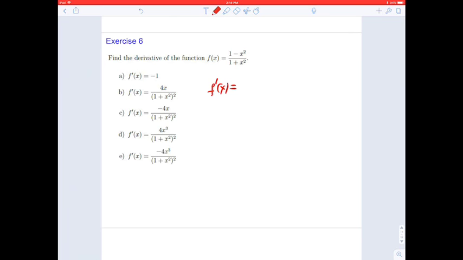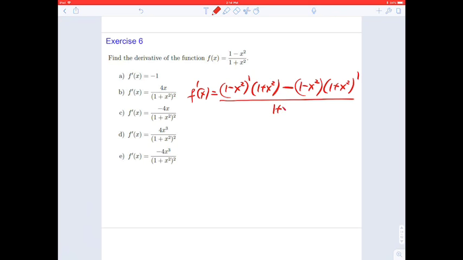Let's see. Derivative of the top function, I can maybe write right away. 1 minus x squared will be negative 2x times the function from the denominator. Or I can possibly write for you. Okay, quotient rule. 1 minus x squared, derivative of this times the function from the denominator minus function from the top times derivative of the denominator, all over denominator squared.